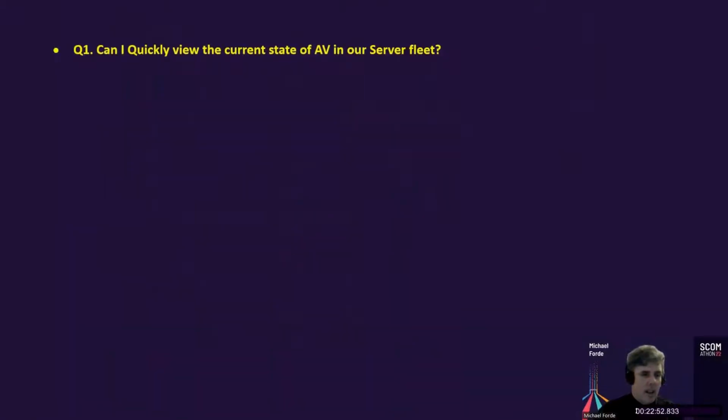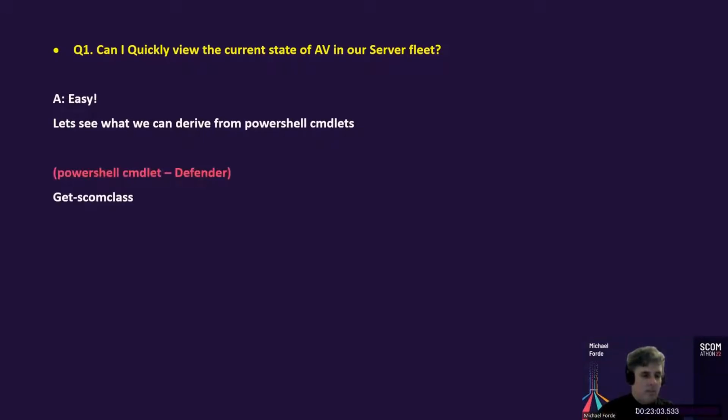Okay, so can I quickly view the current state of AV in the server fleet? Yes, you can, especially with Defender. The PowerShell commandlets for Defender are really good. So this is my mindset anyway. If you're writing a management pack around this, this is how I think. So it might be useful for people to see how you sort of build up to work something out.